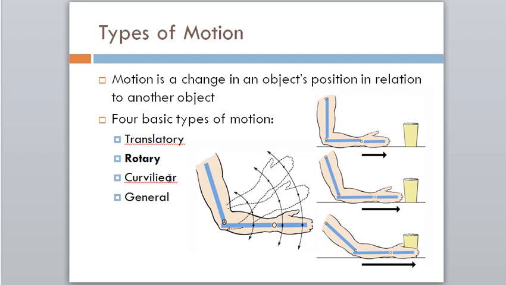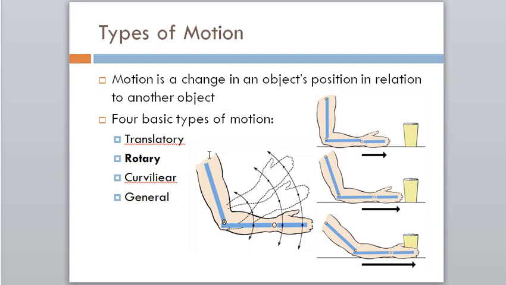Translational or curvilinear are more linear motions, moving straight, whereas translation is moving purely straight, whereas curvilinear is going over a curved path. And then rotation is that wheel example or a door hinge where you have an axis of rotation and then segments moving.